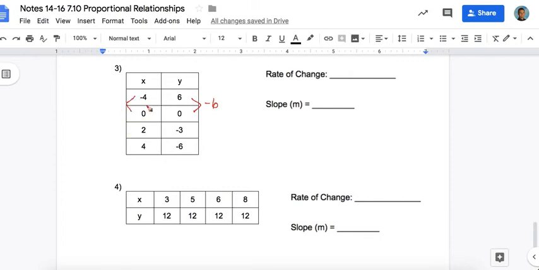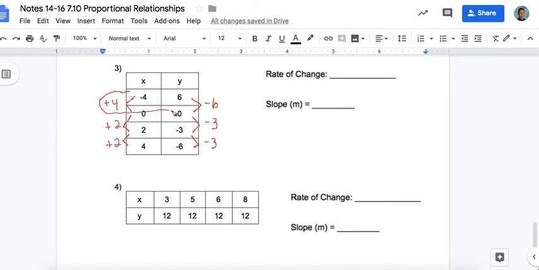And then my run is going from -4 to 0, so it went up 4. Now 0 to -3, it went down 3. And 0 to 2, it actually went up 2. -3 to -6 went down 3. And 2 to 4 went up 2. So notice these two are the same, but this one appears different.